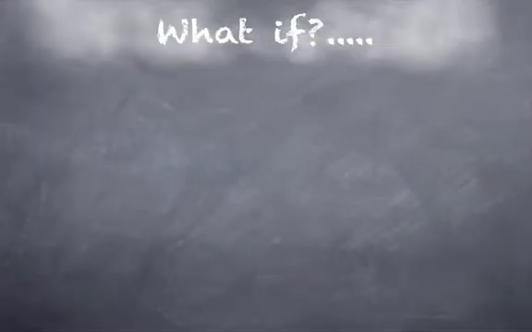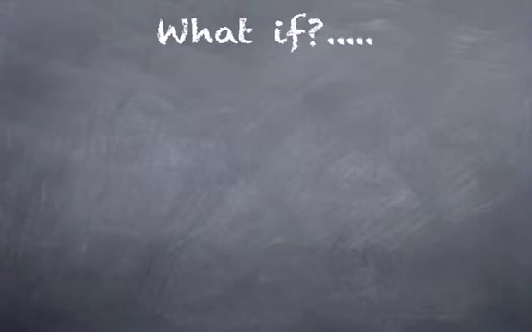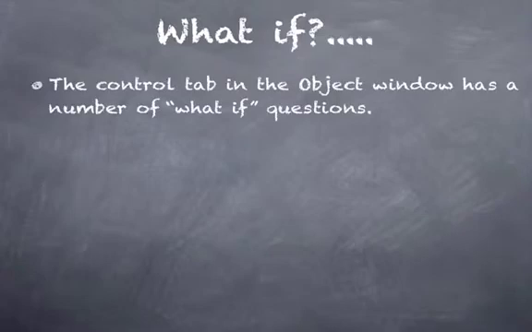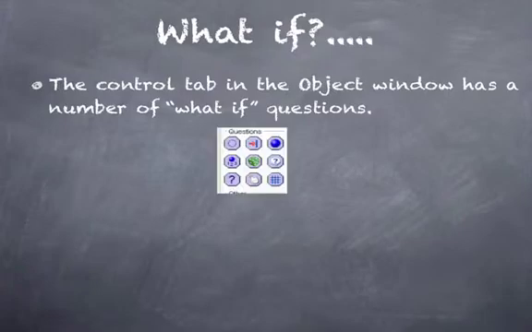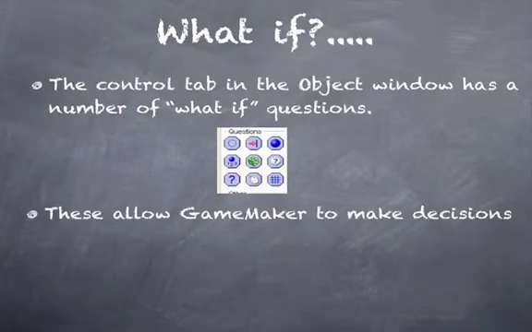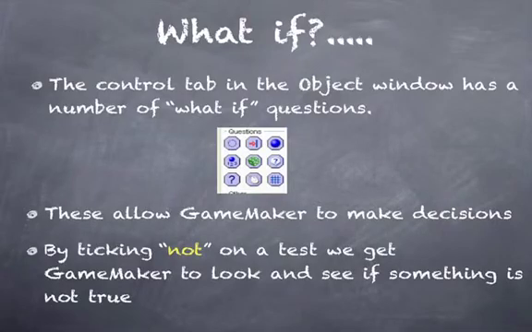So another concept in GameMaker is what if. Here we ask GameMaker to look at what if questions, and they're found in the Control tab in the Object window. And here's the screenshot of some of them. Those allow GameMaker to make decisions, but we can get it to make a not decision by ticking not on a test. We can get GameMaker to look to see if something is not the case, if it's not true.